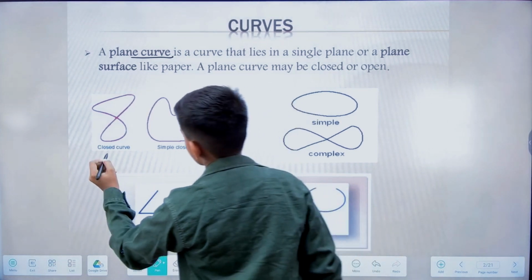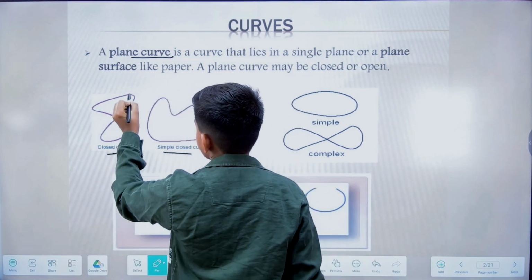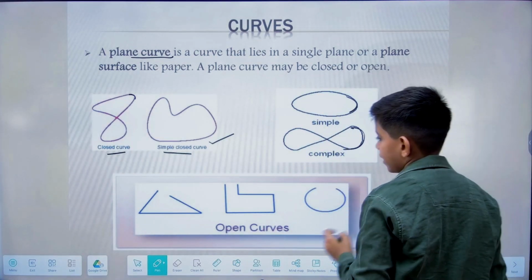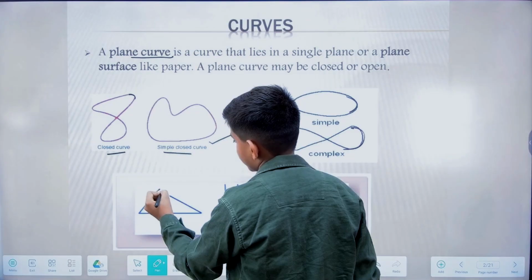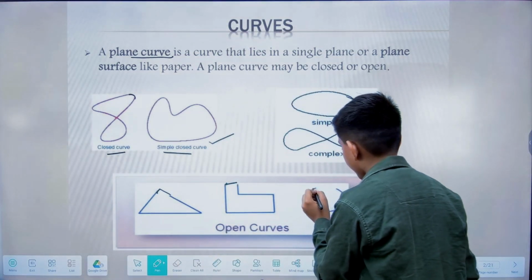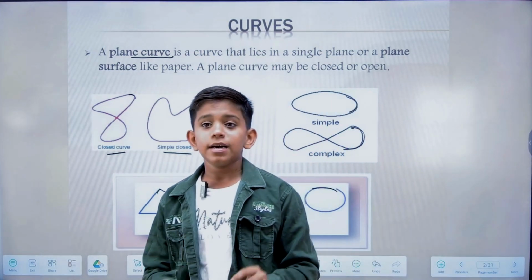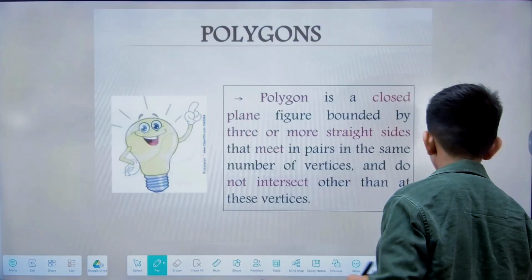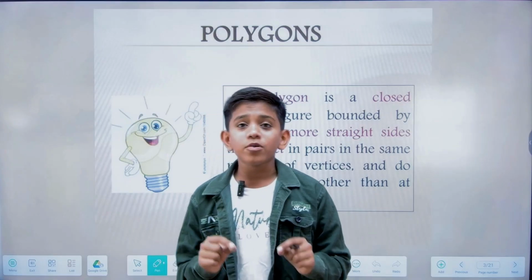Here you can see the closed curves. It is not open from any side. This is also a closed curve. Here you can see the open curves. Here it is not joined, here it is not joined, and here it is not joined. So these are the open curves.